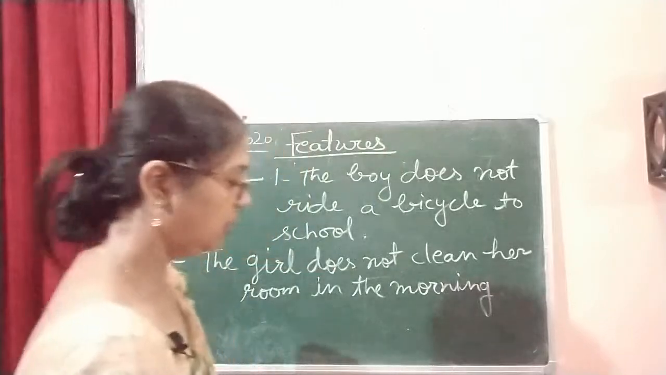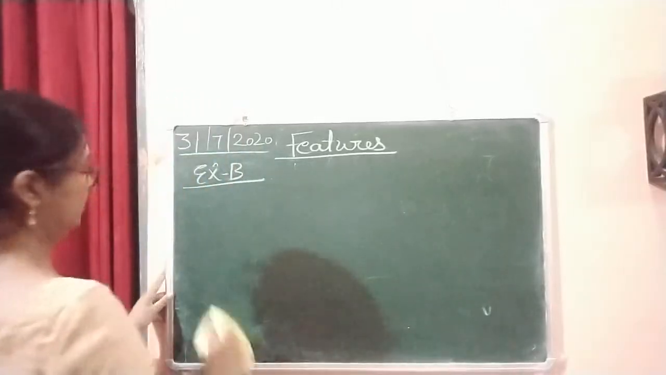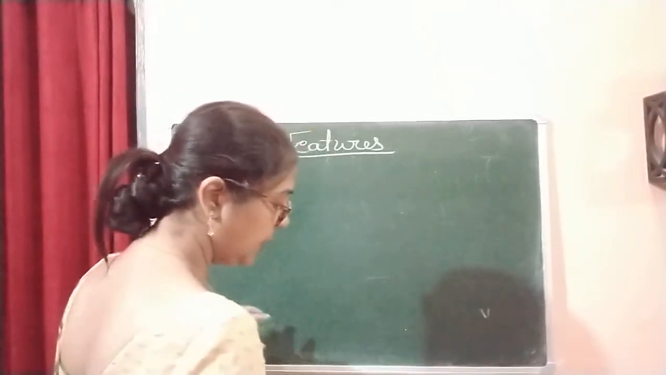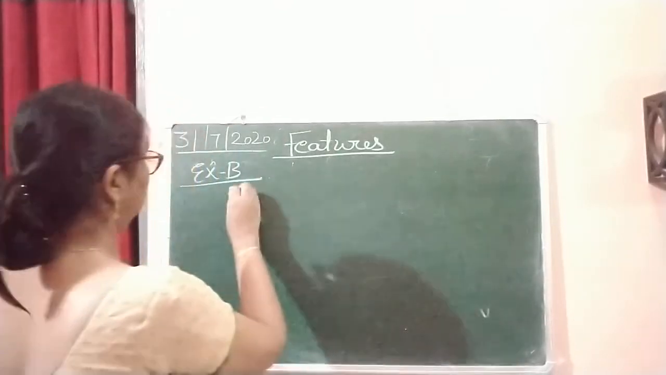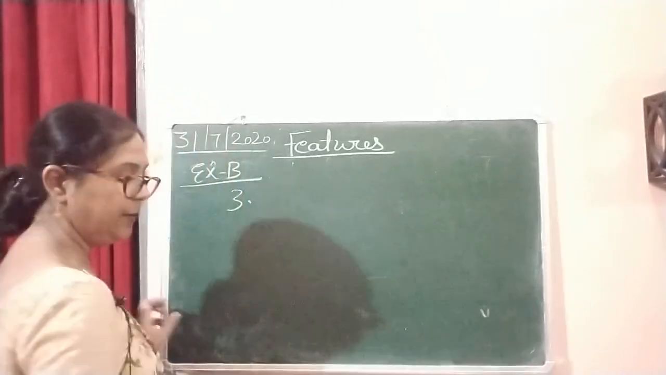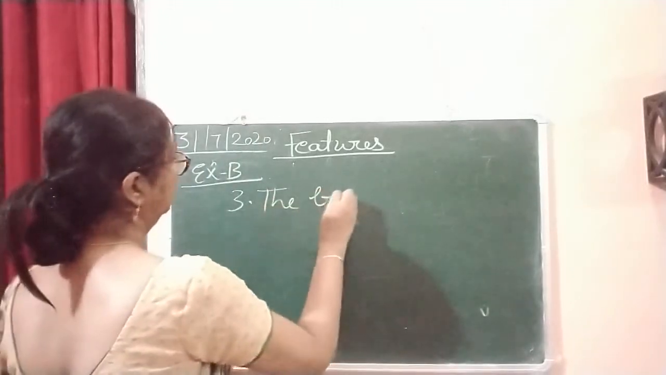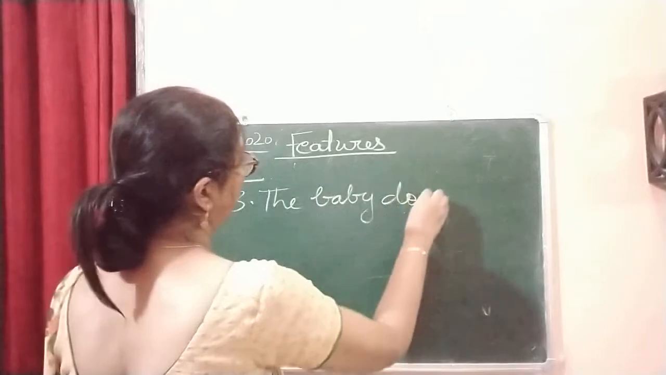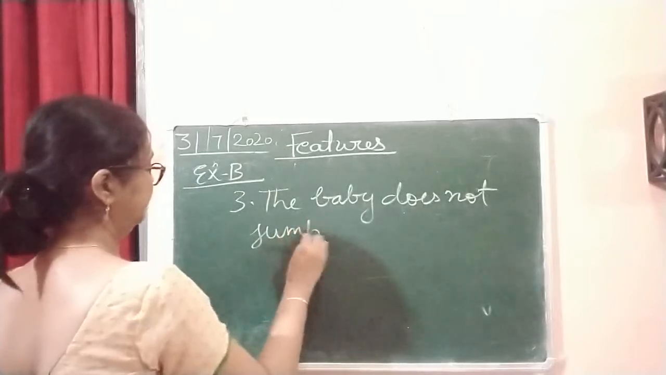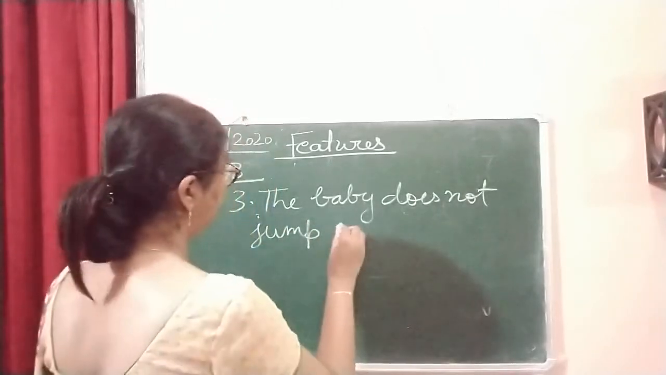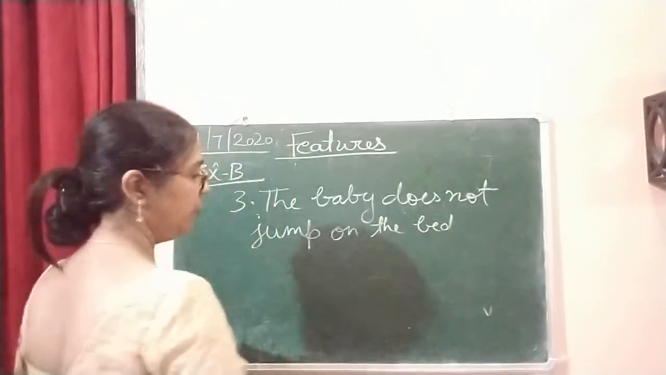Now we are moving to the third one. Number 3, the baby jumps on the bed in a playful mood. Now we are going to write, the baby does not jump on the bed in a playful mood.